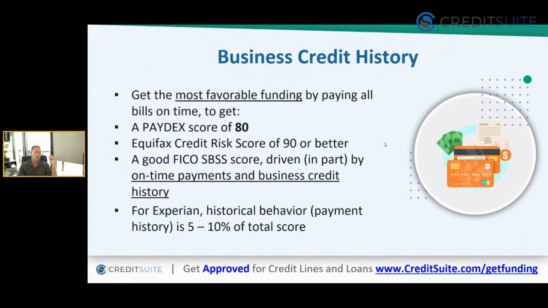You're going to need to build business credit history, Paydex score, IntelliScore, Equifax's credit risk score. And all they do is depict how you pay your bills. So all you've got to do is get payments that report to them through all different kinds of vendors. We'll talk about that during today's training as well.